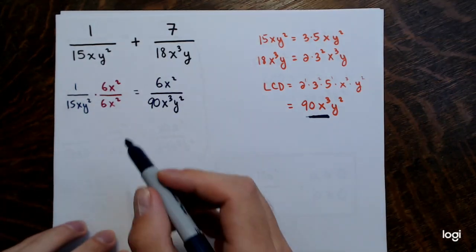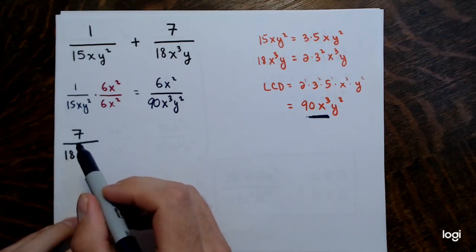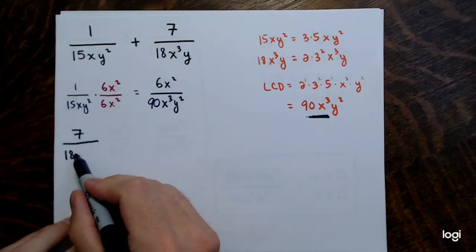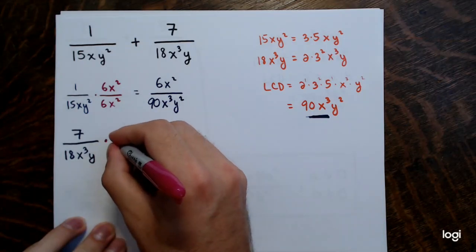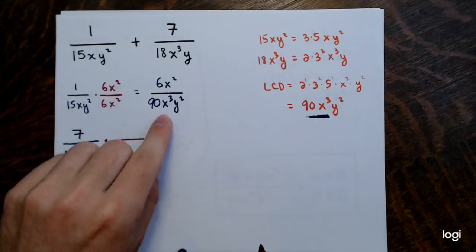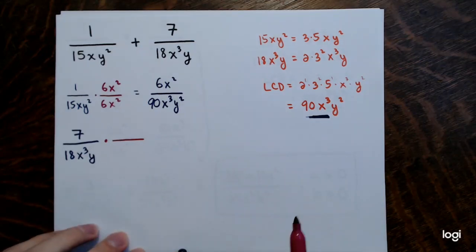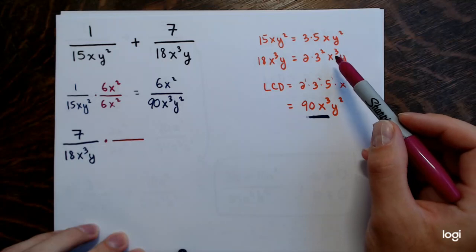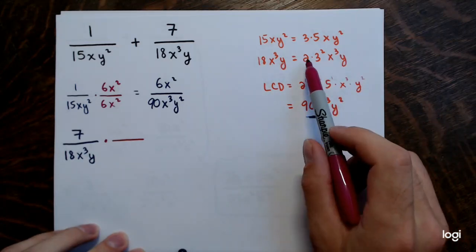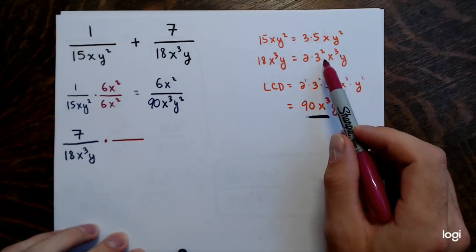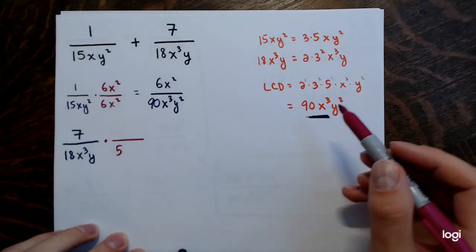Great. Same thing for the other fraction, 7 over 18x cubed y. Again, I'm going to multiply the numerator and denominator by the same thing, so that I get the same denominator again, this LCD in the denominator again. So again, you can look at that denominator, the 18x cubed y, and the LCD. What's missing from the LCD here? They have 2's, they have 3 squared. There's no 5, so I need to multiply by 5. And again, you can check, 5 times 18 would be 90.